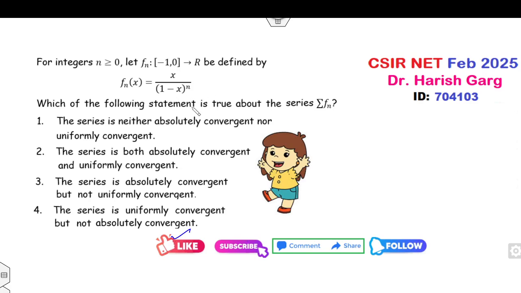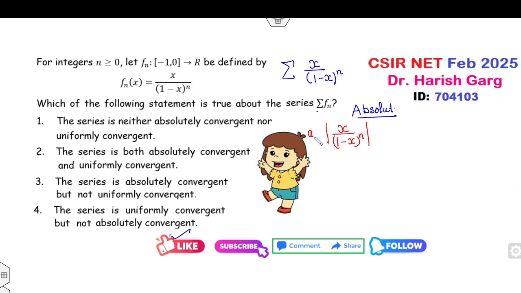Which of the following statements is true about the series? So what is my series? You can see the series is x over 1 minus x raised to power n. Then the series is absolutely convergent or uniformly convergent. Firstly, we will discuss the absolute convergence. Absolute convergence means you will start from x over 1 minus x raised to power n.